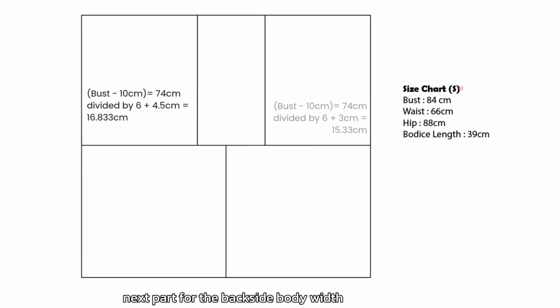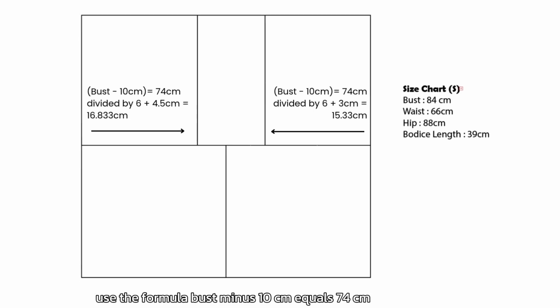Next part, for the back body width, use the formula: bust minus 10 cm equals 74 cm, divided by 6 plus 4.5 cm equals 16.83 cm. Draw the line like the illustration. For the front body width: bust minus 10 cm divided by 6 plus 3 cm equals 15.33 cm. Draw the line again, following the illustration.